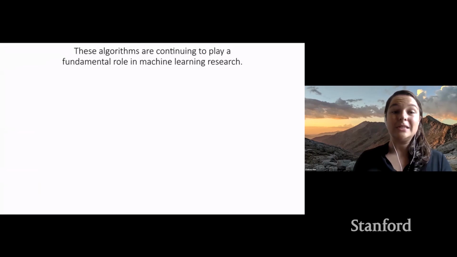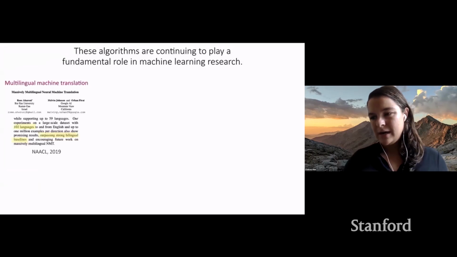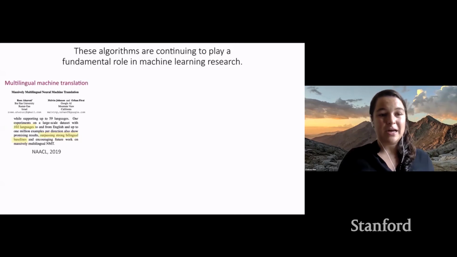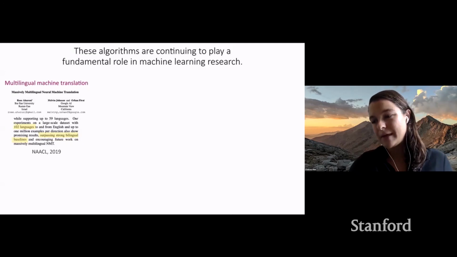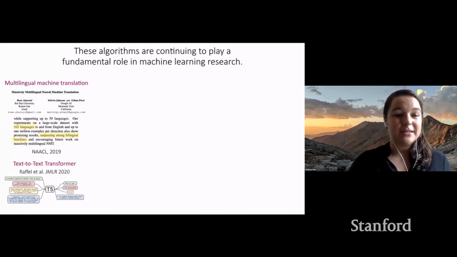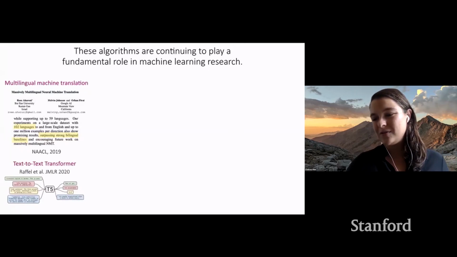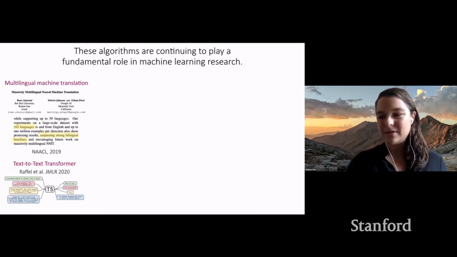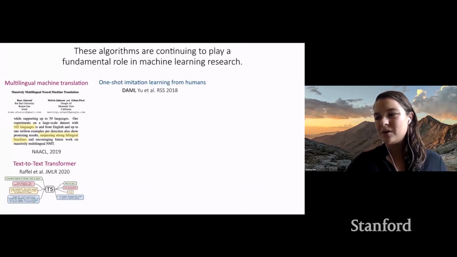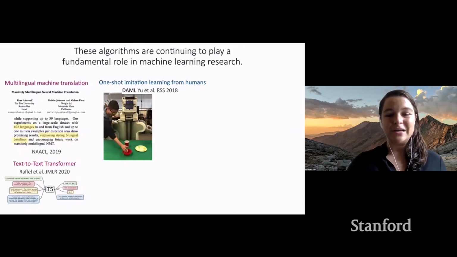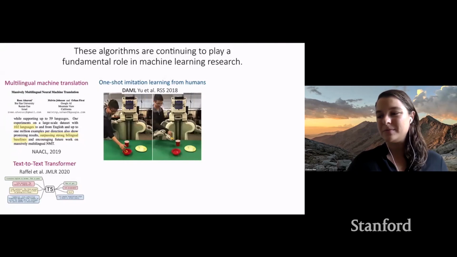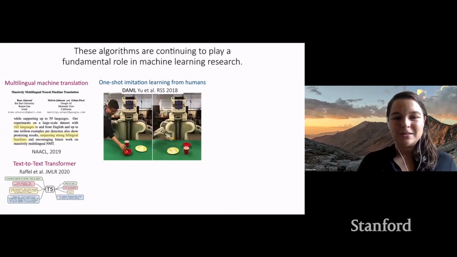These algorithms are really continuing to play a fundamental role in machine learning research. For example, in natural language processing, people have looked at multilingual machine translation, training for language translation across 102 languages and surpassing strong prior methods. People have also been looking at text-to-text transformers, training a multitask model that can solve all of these different tasks at once, including summarization, question answering, and so forth. In robotics, we've done some work on one-shot imitation learning, where you want to be able to learn a new task, in this case, placing an object into a red bowl from a single video of a human. We'll talk about how this works later in the course.